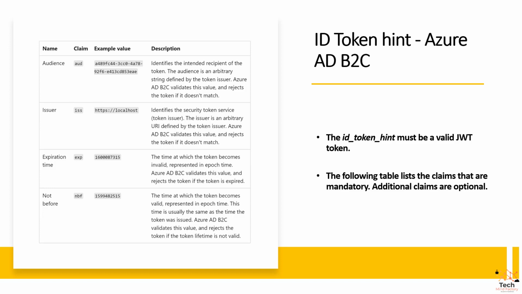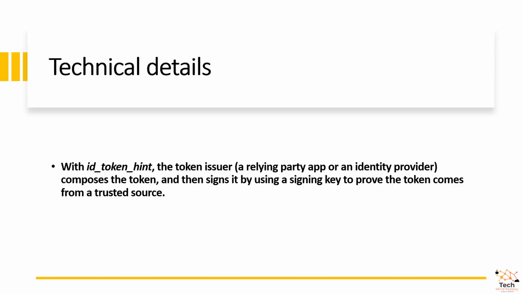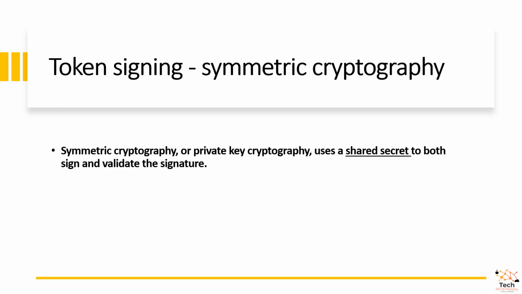Okay, perfect. So more technical details. With ID token hint, the token issuer, a relying party or an identity provider, composes the token. So in this specific scenario, it's the Magic Links API. So the Magic Links API composes the token and then signs it by using a signing key to prove the token comes from a trusted source. The signing key can be symmetric or asymmetric. That's very important.